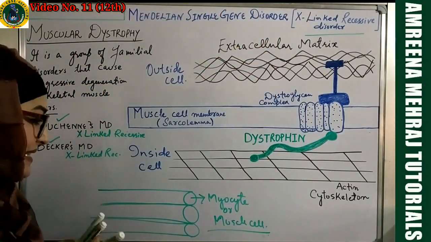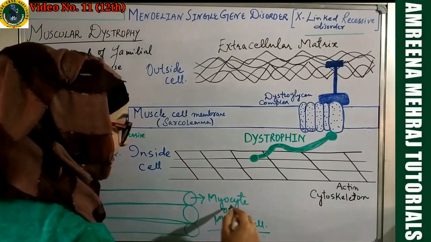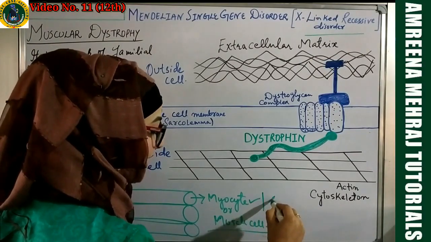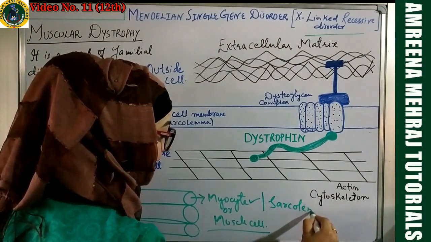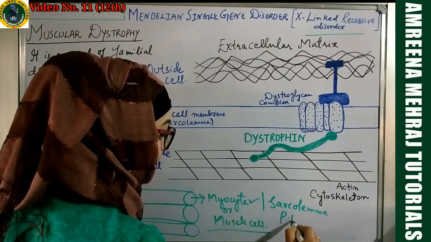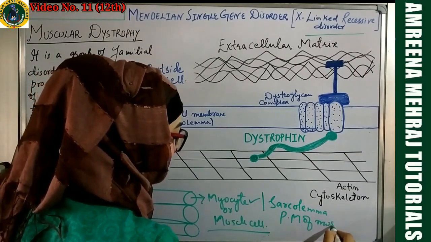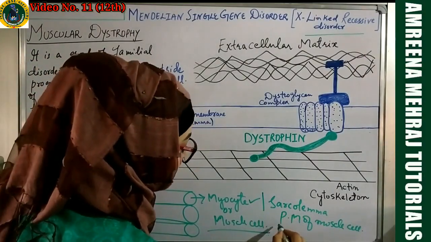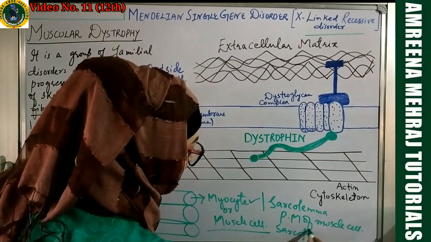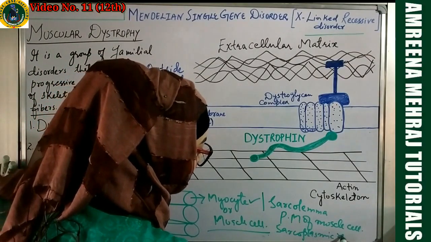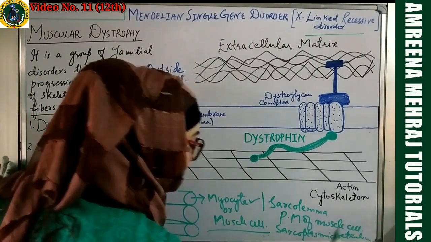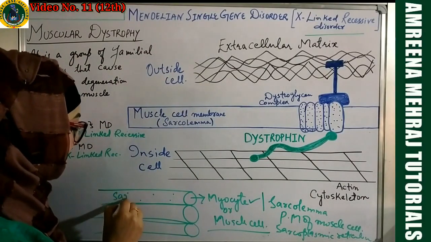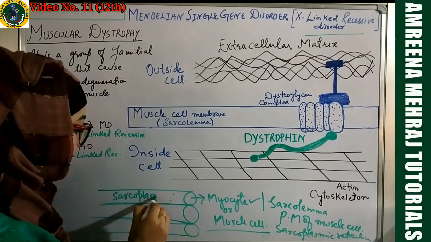So the muscle cell has a specific nomenclature: you call it a myocyte. The muscle cell membrane you call the sarcolemma. This is the plasma membrane of the muscle cell. The endoplasmic reticulum of the muscle cell you call the sarcoplasmic reticulum. These are the basic things which you understand in class 11th. Similarly, the cytoplasm of the muscle cell you call the sarcoplasm. This is very important.